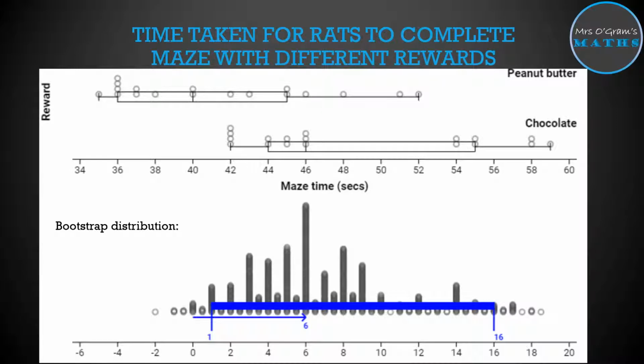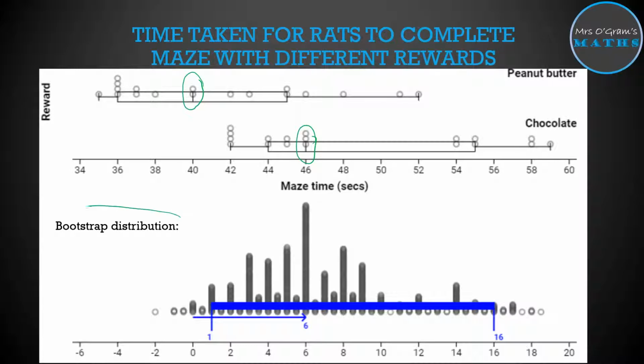So which one is going to be a better thing to put down as your thing to attract rats and maybe get them into a trap or something like that. Obviously the lower the time, the better, because it means that they are completing the maze faster. So the first thing to note is what our box plot shows us at the top. We've got a median for the peanut butter target being 40 seconds, and the median for the chocolate target was 46 seconds to complete that maze.